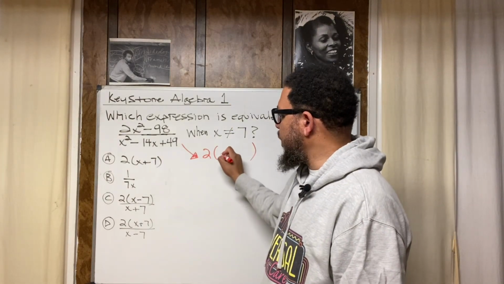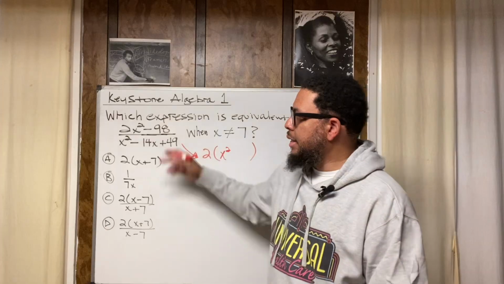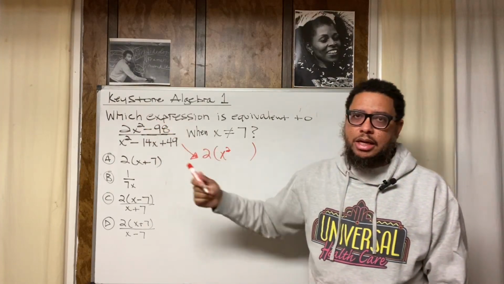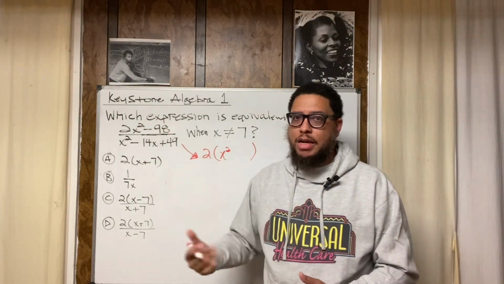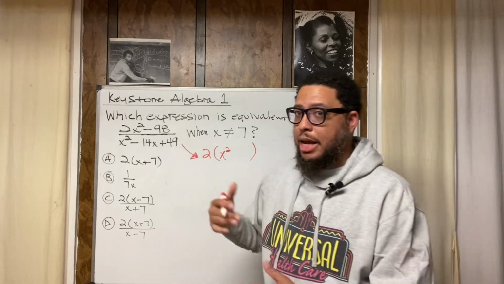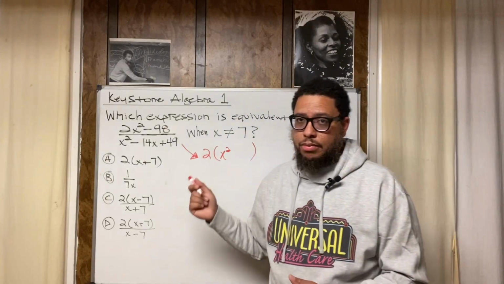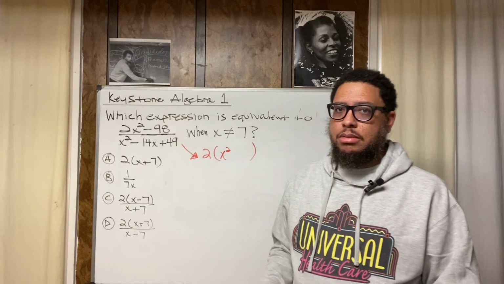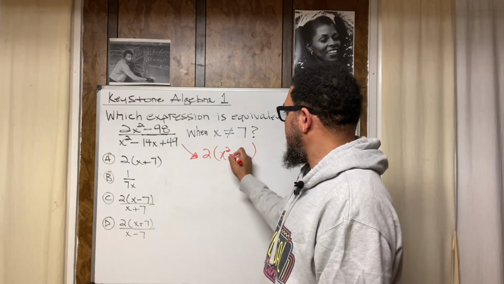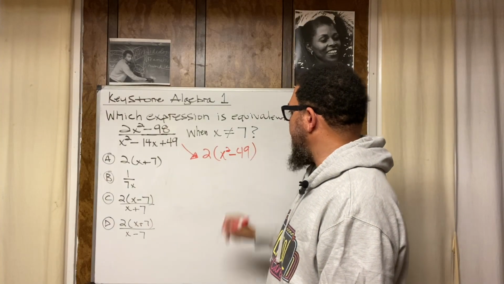So what do you do with the x squared? You write it inside the parentheses. Then you do the same thing with the negative 98. Don't forget that minus sign. That's not a positive 98. That's a negative 98. Negative 98 divided by 2 is negative 49. So you're going to put minus 49 down there.